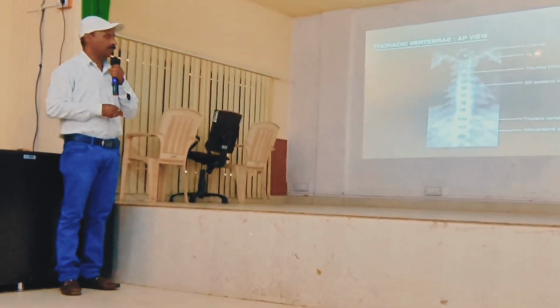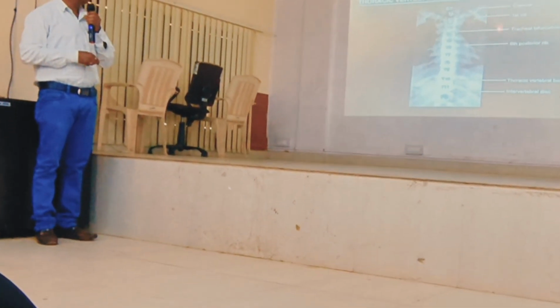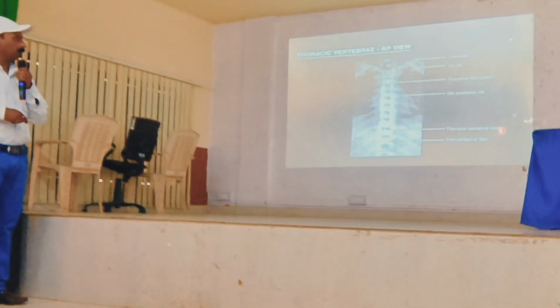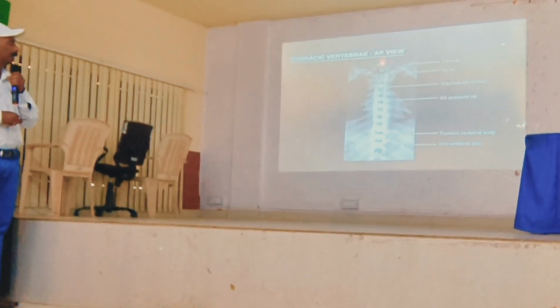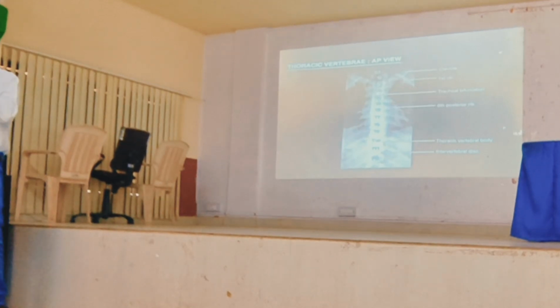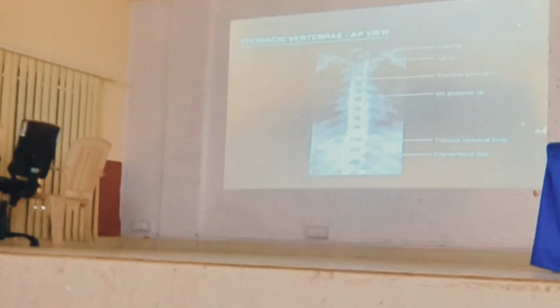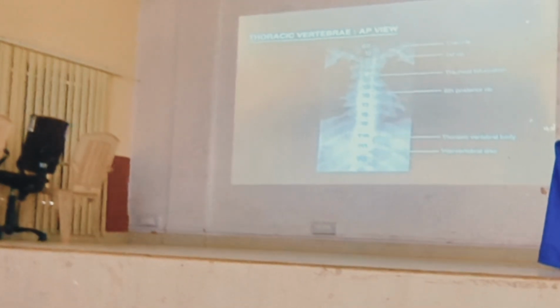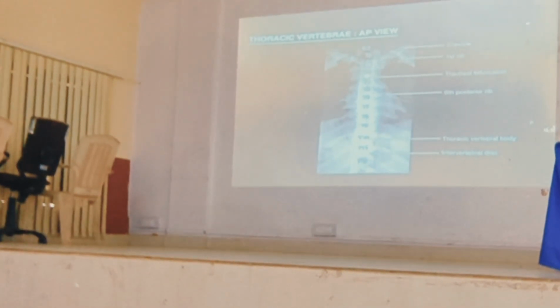The clavicle and the first rib you have to see. Then the tracheal bifurcation. Then we have the vertebral bodies, all T1 to T12 vertebrae presented in the plain X-ray. So this is a very important one, which you have to remember. This is the AP or PA.